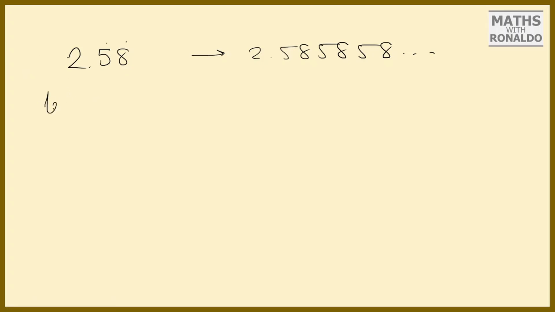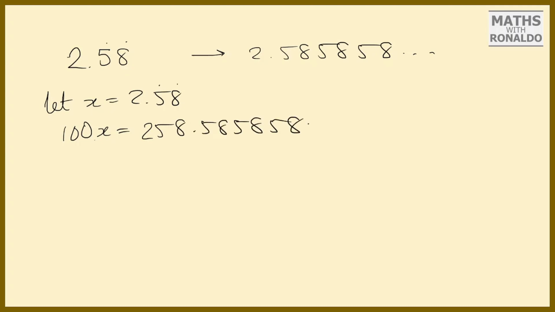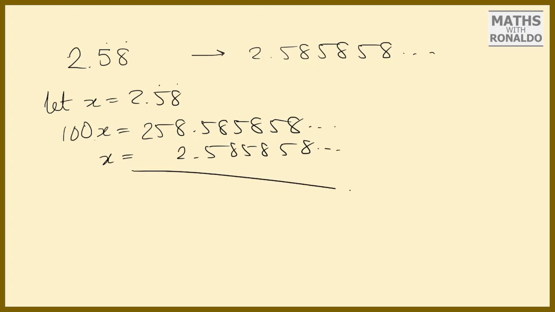So if we say let x equal 2.58 recurring, we'd have 100x equals 258.585858. And we know x equals 2.585858. And if we take those away, we get 99x equals 256. And x equals 256 over 99. Simple as that.